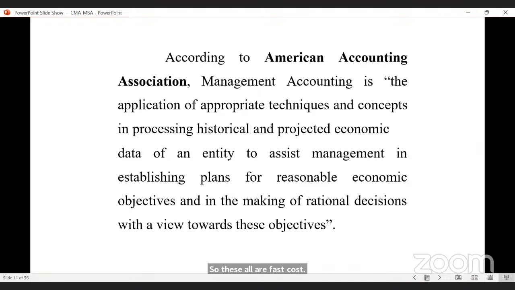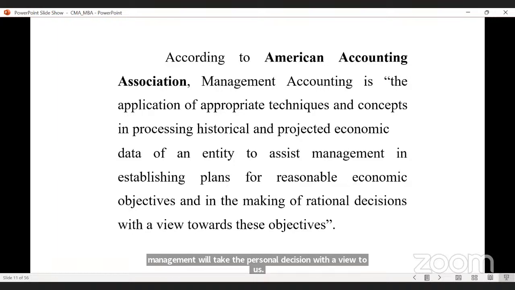So the application of appropriate technique and concept in processing the past data, that means historical information, and projected economic data of an entity to assist the management. To assist the management means it supplies the information to the management in establishing plans for reasonable economic objectives. So what are the plans? The plan is simple, because the management will take rational decisions with a view towards achieving those objectives. Those objectives mean economic objectives.